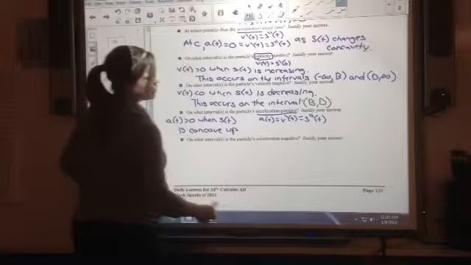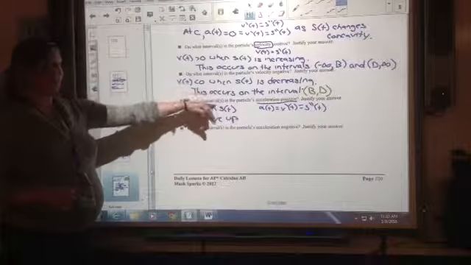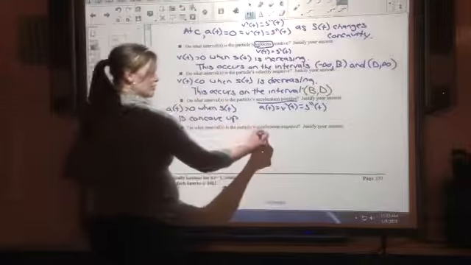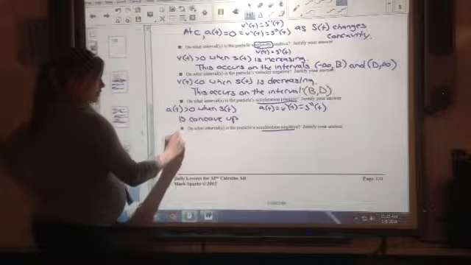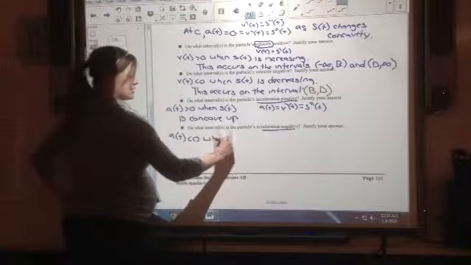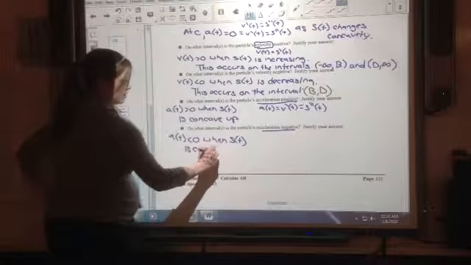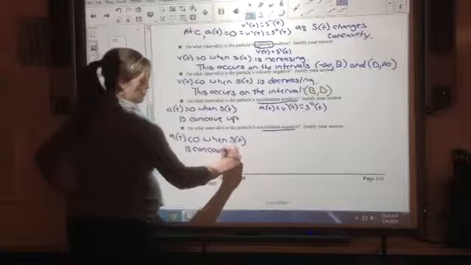I can do the same thing down here, even though I didn't answer this question yet. When is acceleration negative? A of t is less than 0 when S of t is concave down.